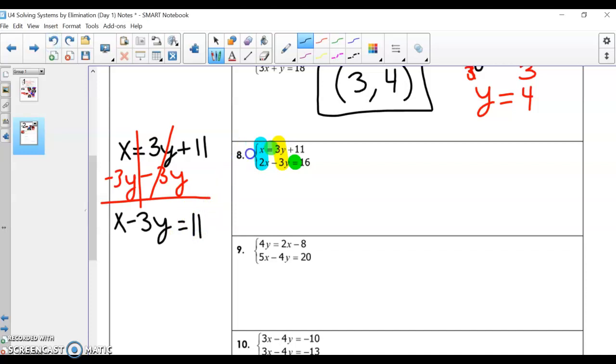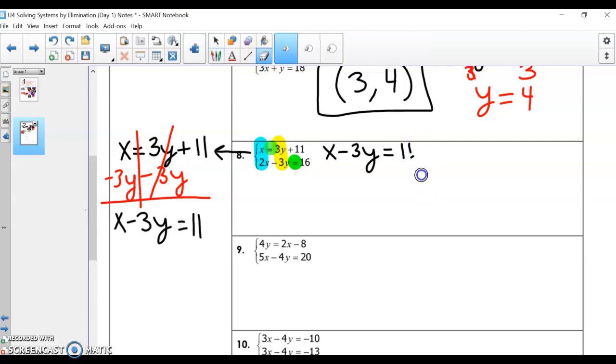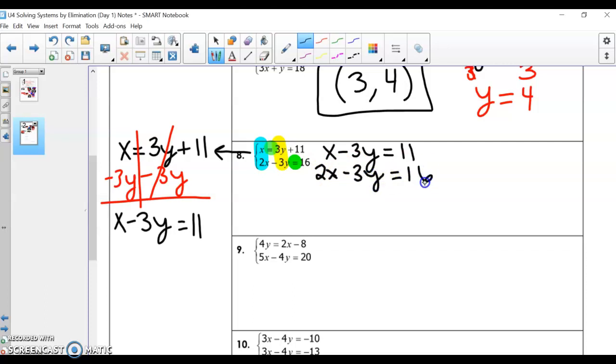Okay, so that's just replacing that top equation. Let me get rid of that actually. So I just converted that over to there. Now I'm just going to rewrite these again. If I have x minus 3y equals 11, I'm taking that one I just converted over. Sorry guys, bear with me. All right, and then I'm just going to rewrite the bottom one as well. So the bottom one was 2x minus the 3y equals the 16.